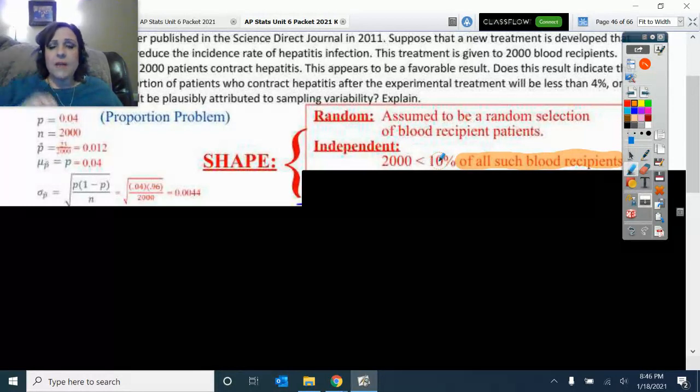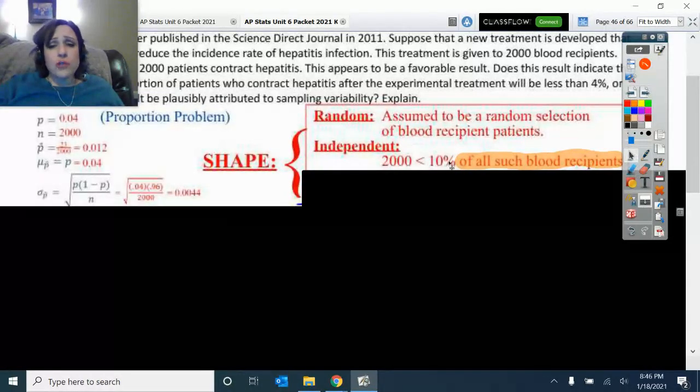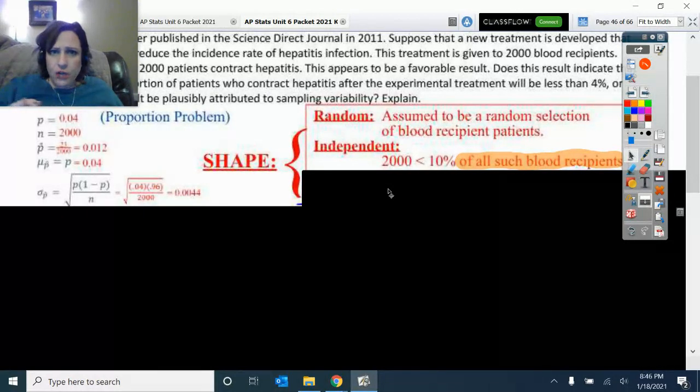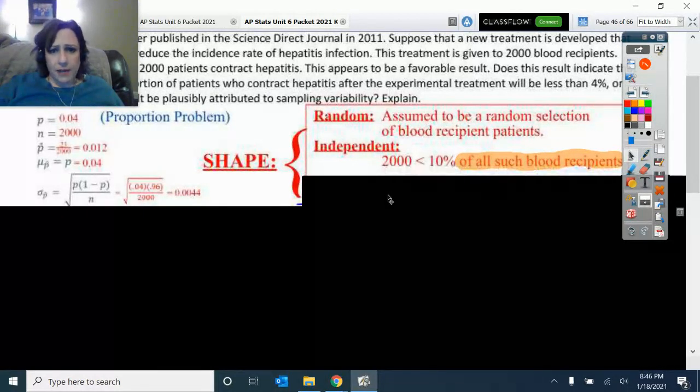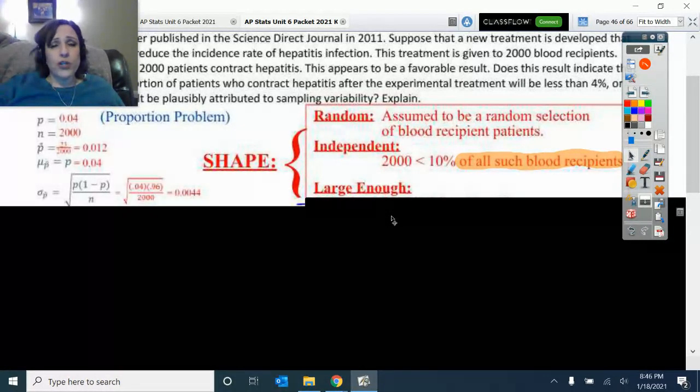Okay, it is less than 10% of all such blood recipients. And there's a difference. So don't you dare leave all this part right here in orange, or I will be marking it wrong, because these are the little things that my students have a tendency to leave off, and I know to look for those when I'm grading them. Large enough is tricky because it all depends, mean or proportion.